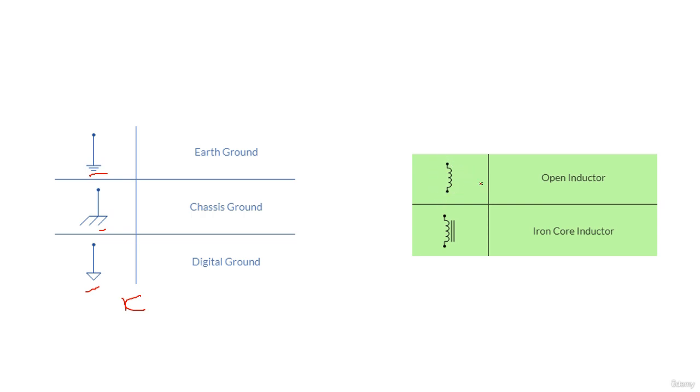Okay, so this is the symbol. This symbol is for an open inductor. So this is the normal symbol for an inductor. Okay, but this symbol exactly is for an open inductor. Okay, and this with these two lines means an iron core inductor. Okay, this is an iron core inductor. Okay, so let's pass to the next slide.